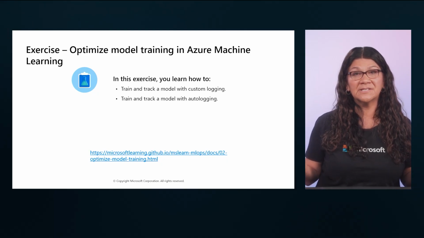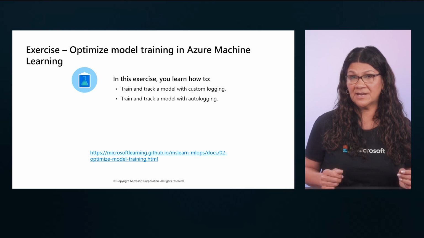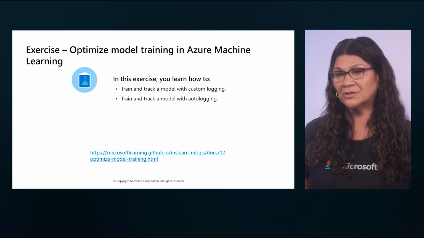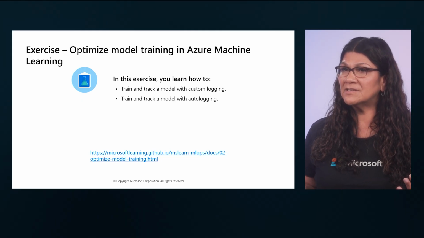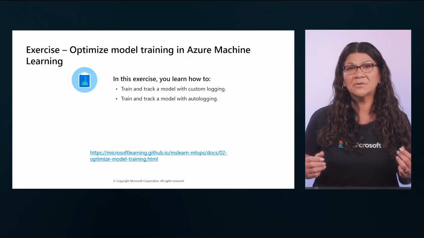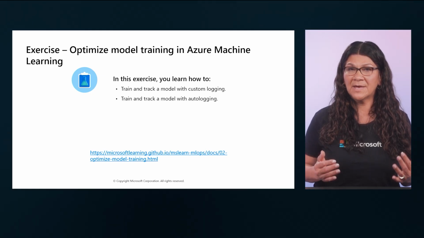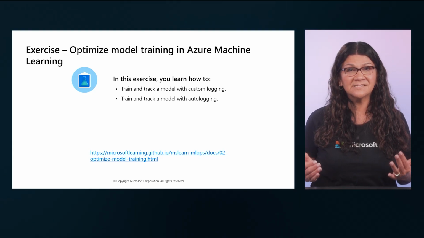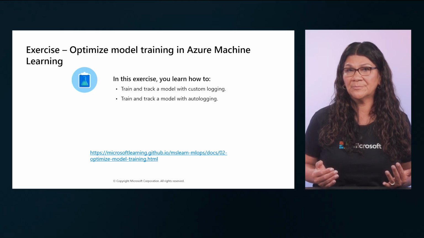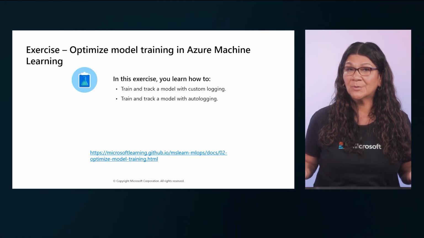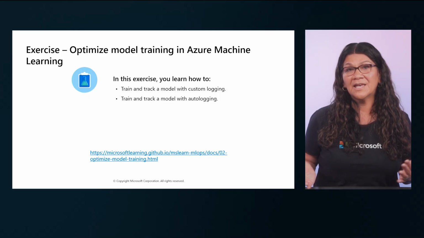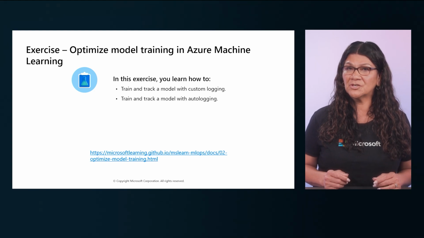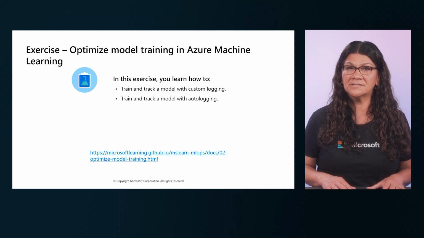Ready to turn experimentation into repeatable, optimized training? In this exercise, you'll run a model end-to-end in Azure Machine Learning and learn how to capture the evidence behind every run, first with custom logging for the exact metrics and artifacts you care about, and then with auto-logging for fast, consistent tracking with minimal code. By the end, you'll know how to train smarter, compare runs faster, and make model improvements with confidence, no guesswork. Please use the URL below for our lab instructions.